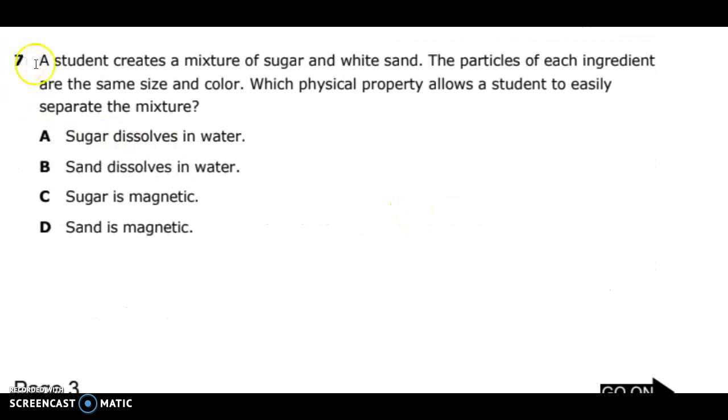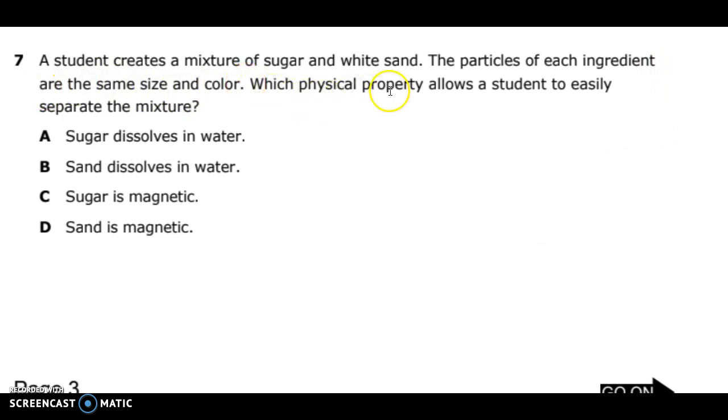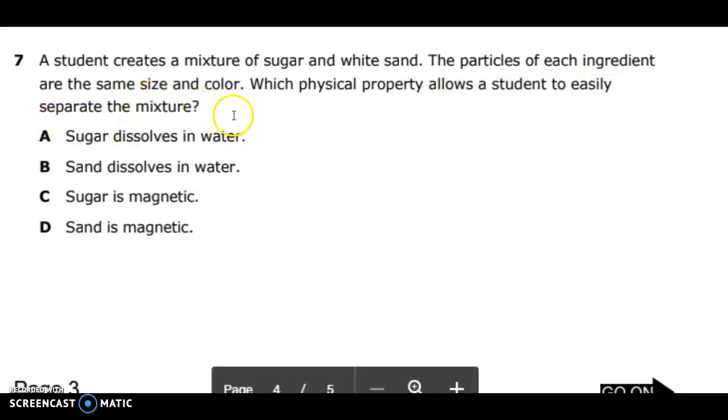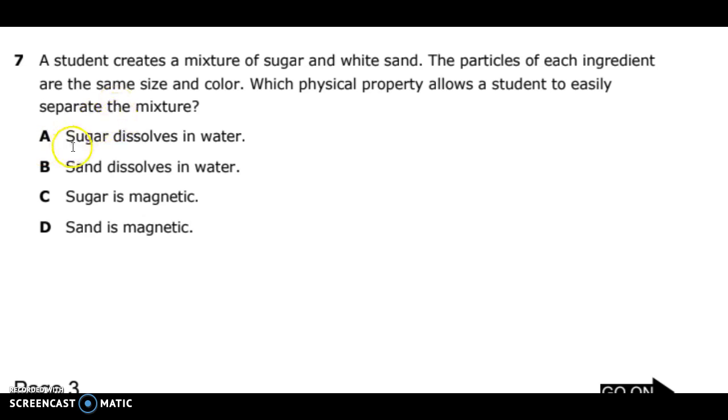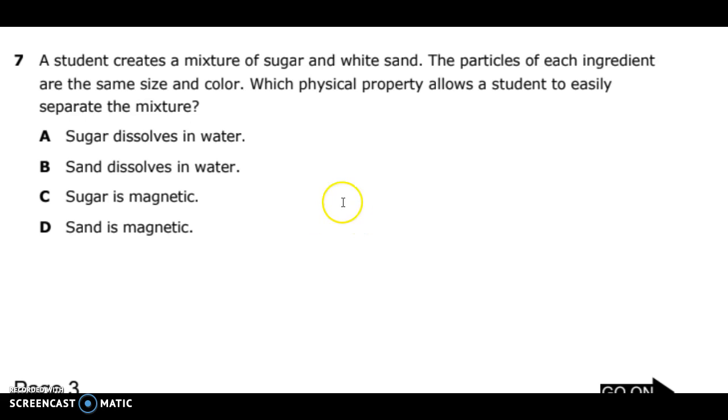Question 7. A student creates a mixture of sugar and white sand. The particles of each ingredient are the same size and color. Which physical property allows a student to easily separate the mixture? A. Sugar dissolves in water. B. Sand dissolves in water. C. Sugar is magnetic. D. Sand is magnetic.